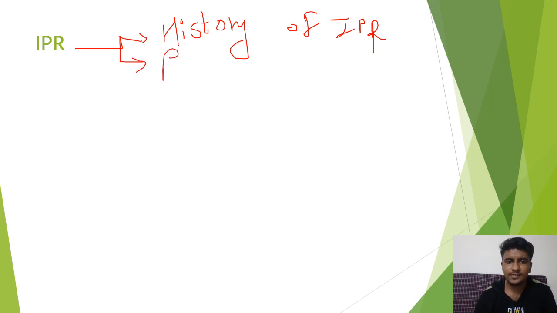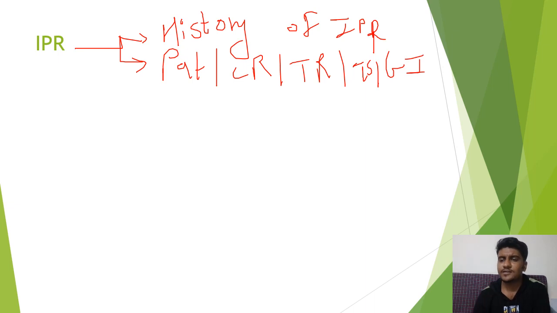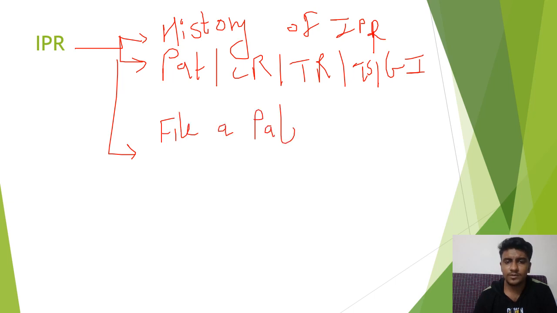Then the difference between patent, copyright, trademarks, trade secrets, geographical indications, PPVFR, that is Protection of Plant Varieties and Farmers' Rights, and all. Then how do you file a patent? What are the different things that are included in the patent and what cannot be patented, all that information.